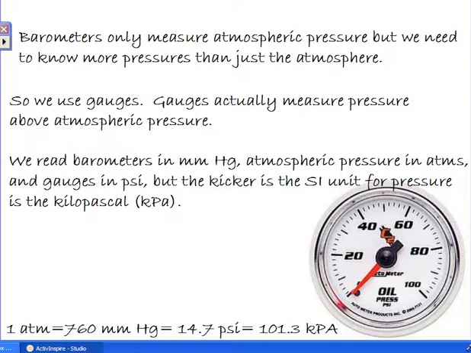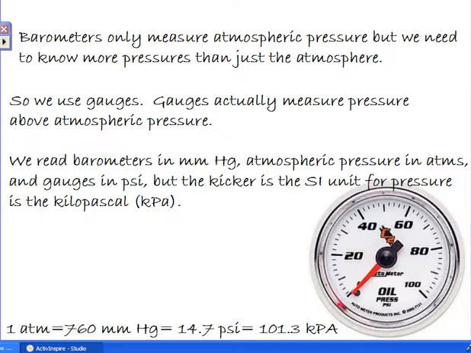But in science, we have to use SI units. And the SI unit for pressure is a kilopascal, kPa. So how do we convert between all of them? Well, they all mean the same thing, they just have different numbers. So 1 ATM equals 760 millimeters of mercury equals 14.7 psi equals 101.3 kPa.